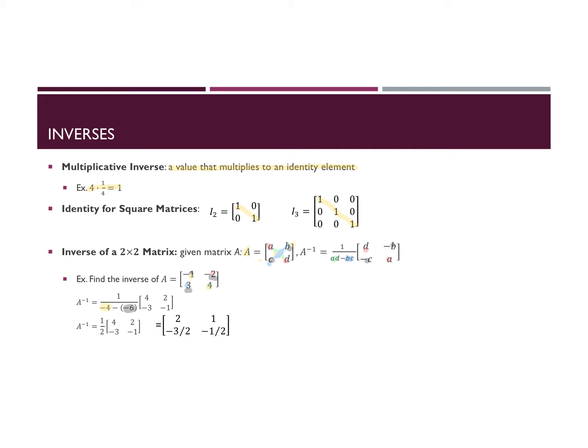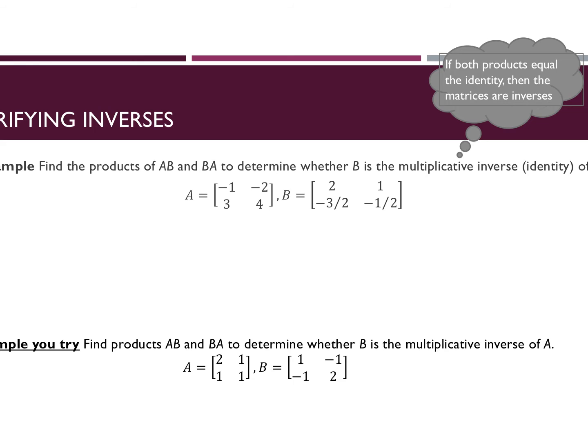And then notice we have flipped our A and D, so these values are flipped. And we've changed the signs of -2 and 3. Okay, so we know that when we simplify 1 over -4 minus a -6, we do get 1 over 2, and we still have our same matrix, and then we distribute. Here's our final answer.